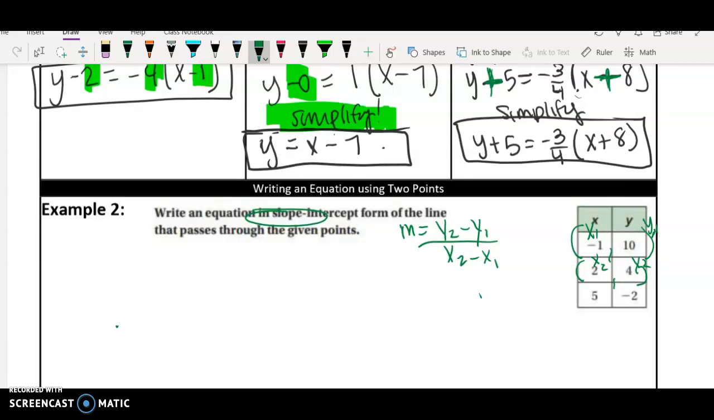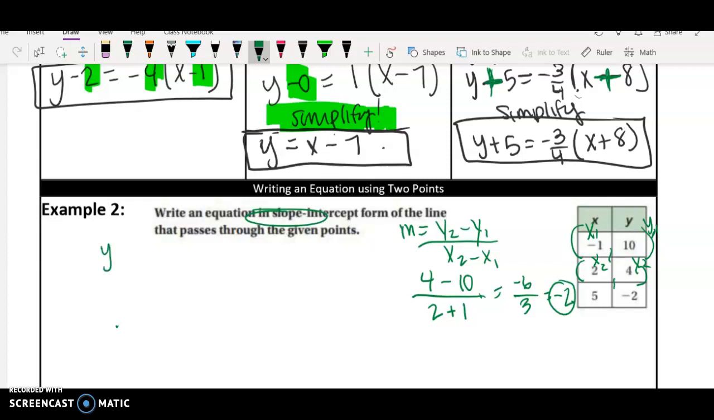So for my slope, I chose 4 for my y2 minus 10 over 2 minus negative 1, which turns into an addition sign. So we have 4 minus 10 is negative 6 over 3, and I get negative 2 for my slope. So now what's really cool is we don't actually need to find our y-intercept. We're going to use point slope to help us do that.